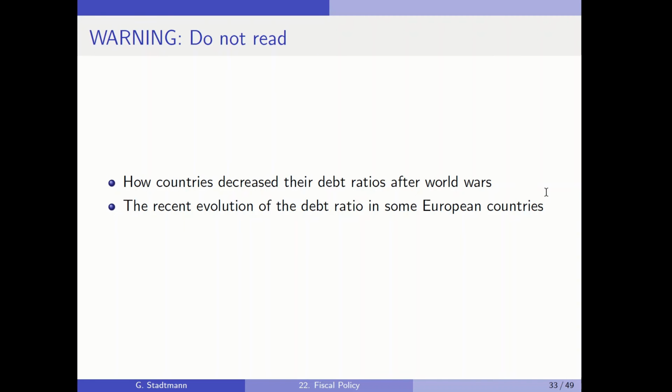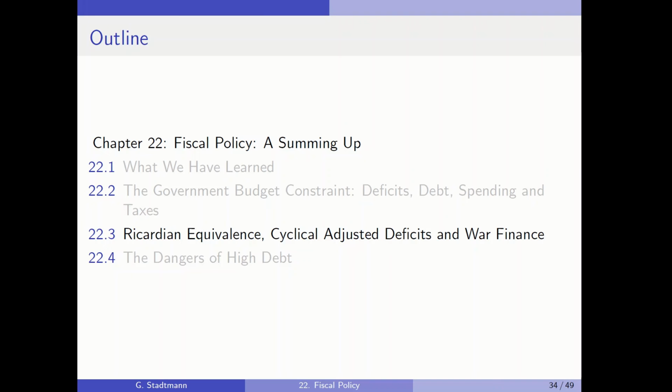So do not read these sections, how countries decreased their debt ratios after world wars, and also don't read the section, the recent evolution of the debt ratio in some European countries. So, in the next section, I would like to talk about the Ricardian equivalence. What is that all about?